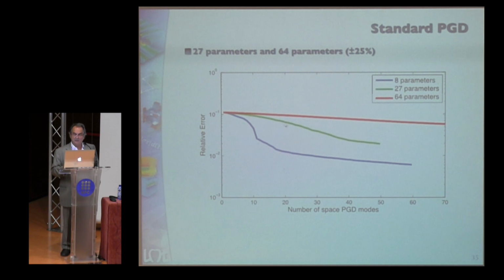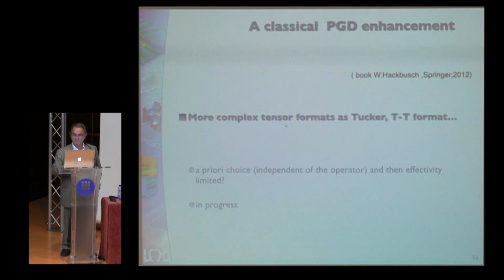Now, when we move to a larger number of parameters, you have here the relative error in terms of the number of space PGD modes. For 8 parameters, no difficulty. For 27 is the beginning, and for 64 parameters, we do not converge. It is possible to introduce several enhancements, in particular more complex tensor formats. For me, it is an a priori choice, so it's clear you have a real effectivity, but this effectivity is limited. We have work in progress, but at the present time, I have no result.